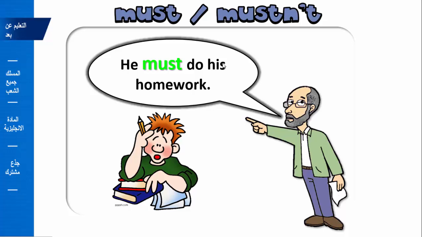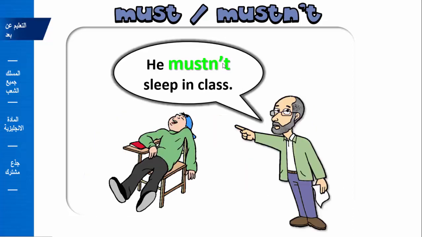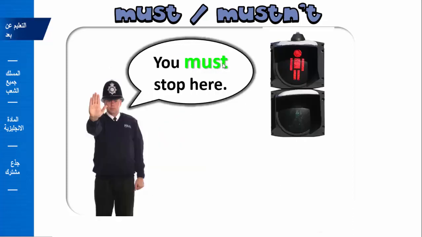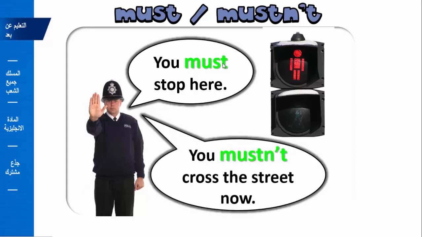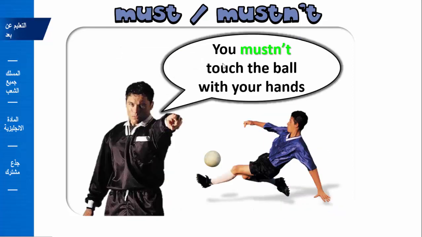We have examples here. He must do his homework, okay? This is an obligation. She must wear a helmet, okay? That's an obligation. And here we have he mustn't sleep in class, prohibition. You must stop here, okay? And you mustn't cross the street now, okay? So that's for pedestrians or for people. He mustn't kick the ball, okay? He mustn't use his foot or leg to kick the ball. You mustn't touch the ball with your hands. Football, of course. That's the rule.